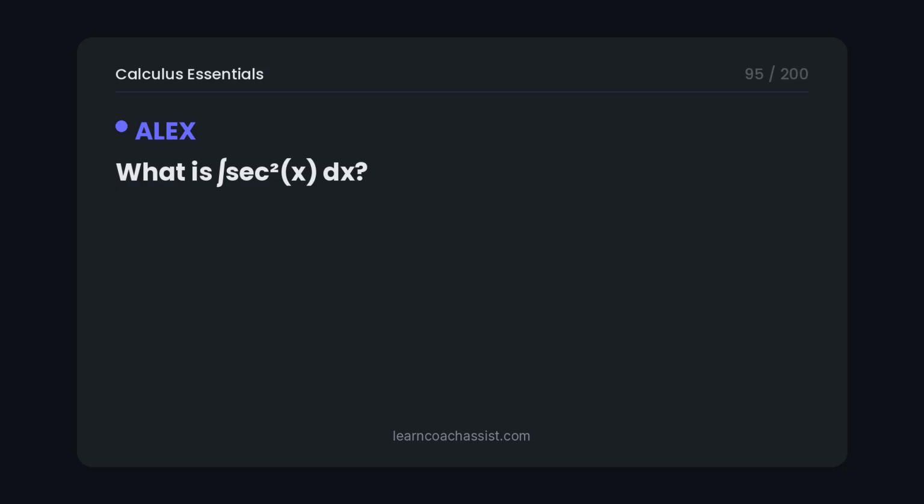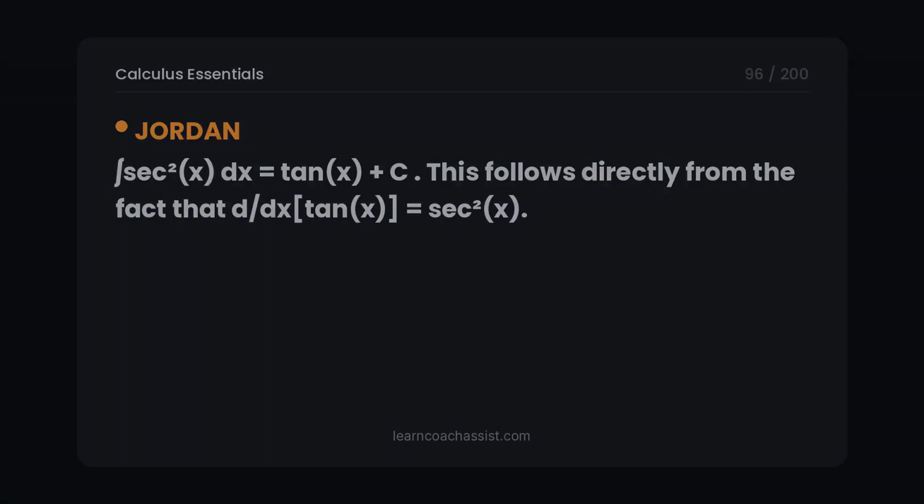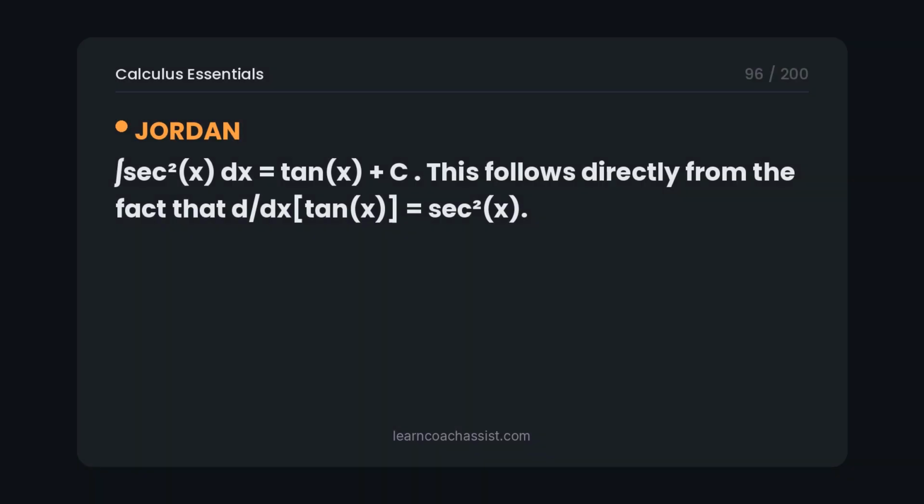What is the integral of sec^2 x dx? The integral of sec^2 x dx equals tan x plus C. This follows directly from the fact that d/dx tan x equals sec^2 x.